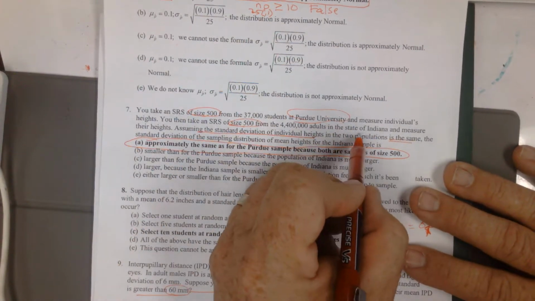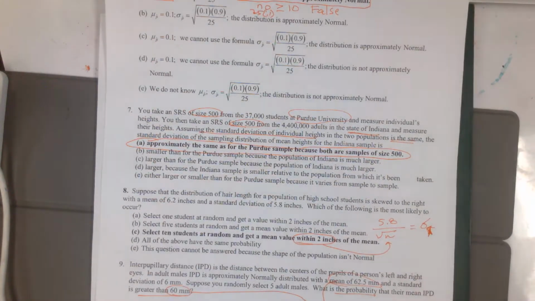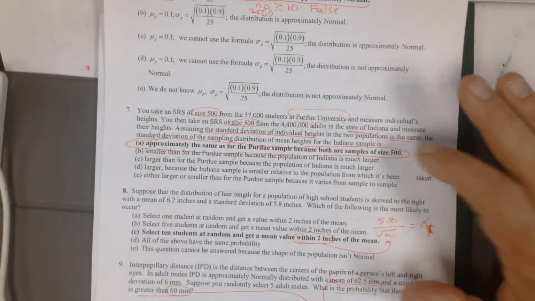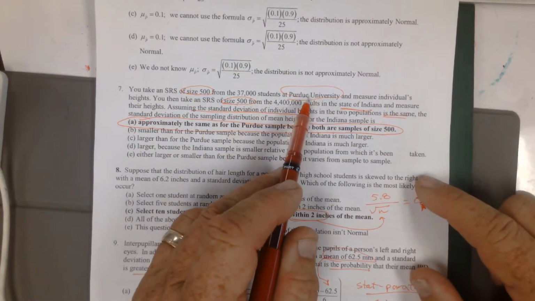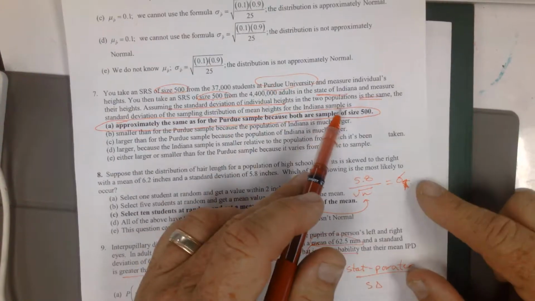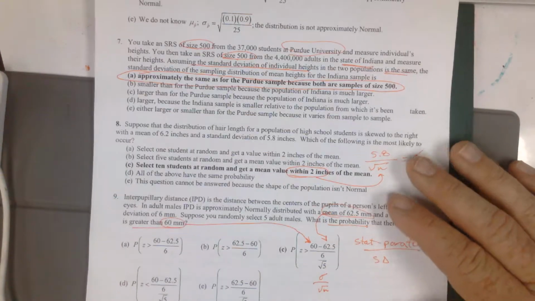Purdue is in Indiana. So one of the issues of not having geography class is the fact that you don't know that. So that's the idea. Since Purdue is in Indiana, they can be the same because of the same sample size.